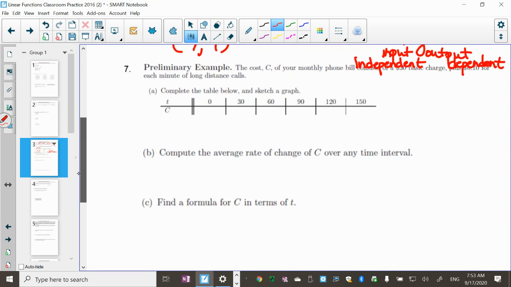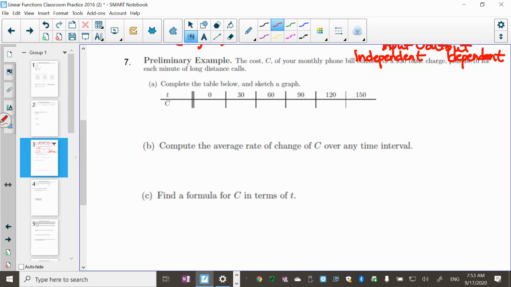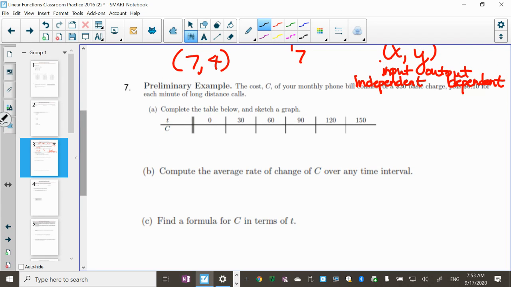Okay, let's try 7. So this is kind of cool. You might need your calculators to help me with this. So this one says the cost C of your monthly phone bill consists of a $30 basic charge. Let me erase this so I can see. A $30 basic charge plus 10 cents for each minute of long.